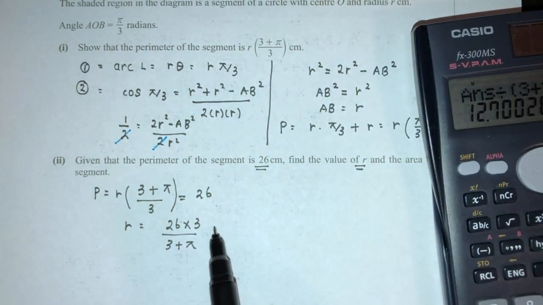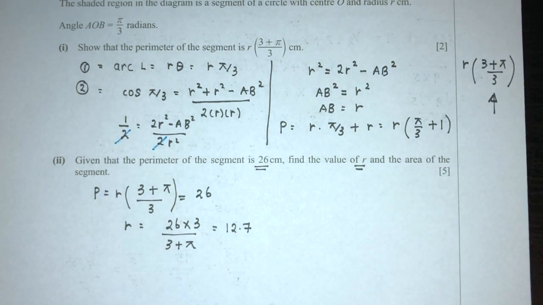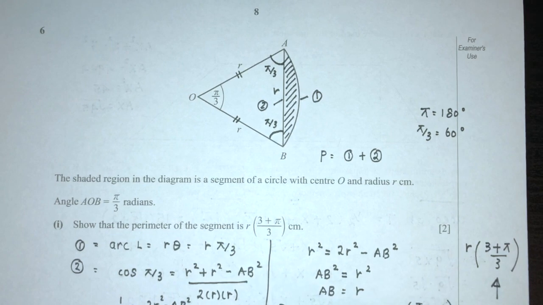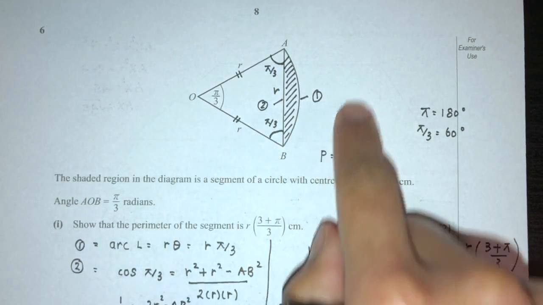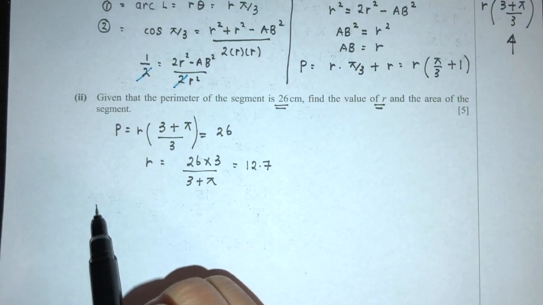That will be 12.7. That is your radius of the sector or the triangle. Now we have to find the area of the segment. So how do you find the area of the segment? If you observe, you have to first find the whole area minus the area of the triangle to find the area of the segment. So let's do that one by one.